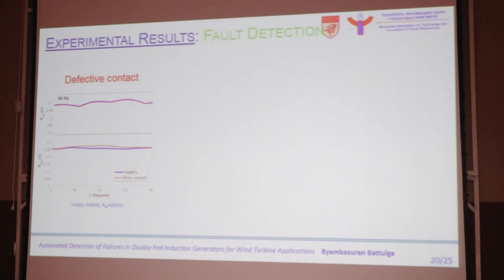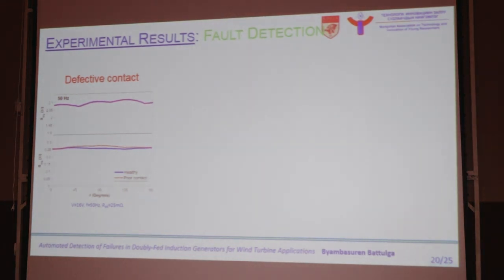Now let's see the experimental results as shown in the plot. The plot for the defective contact is shown. The blue line is the healthy motor, and the red one is the faulty motor with a defective contact. The sinusoidal pattern is evident in REQ, and there is no change in XEQ except for negligible variation, as you can see.